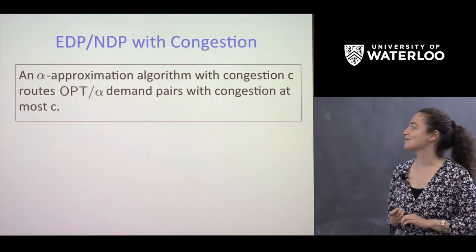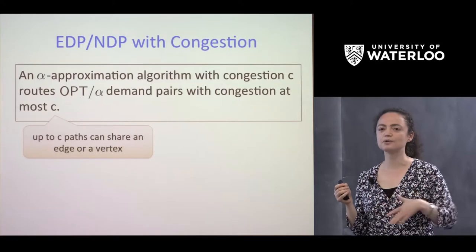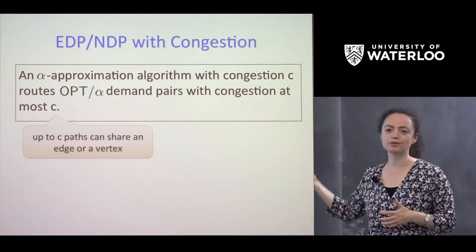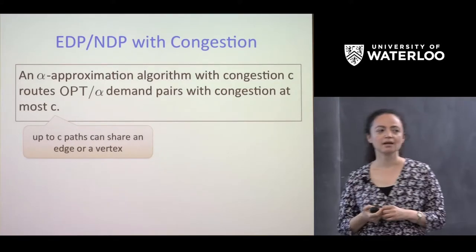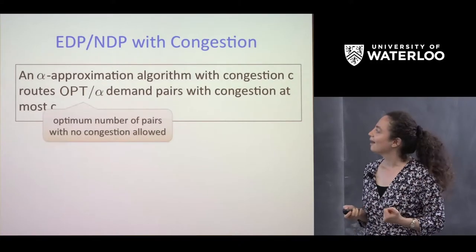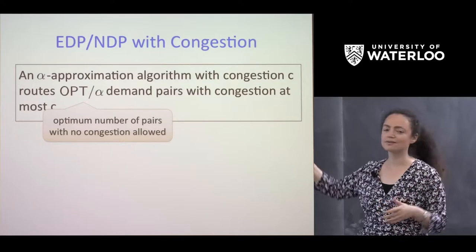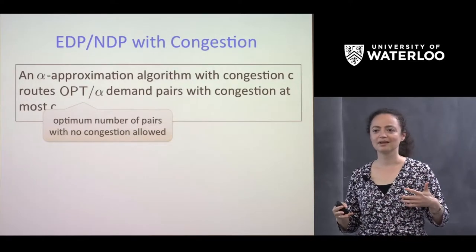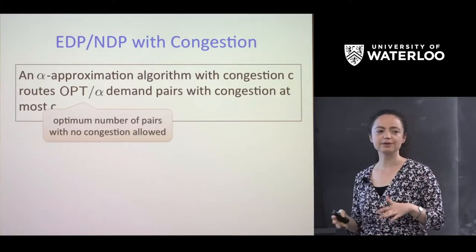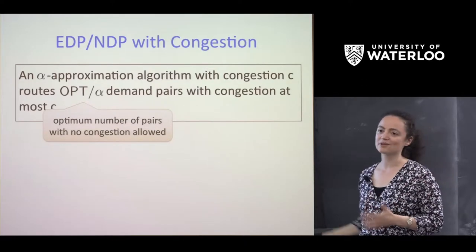What does it mean? Routing with congestion C means that the same vertex can participate in up to C paths, or the same edge can participate in up to C paths, depending on whether you're doing edge-disjoint paths or node-disjoint paths. So the solution value is still the number of pairs that you route. And historically, we always compared ourselves to the optimum that routes all pairs with no congestion. You could also define the optimum as the largest number of pairs you can route with congestion C. It won't make any difference later, but this is how it was always defined.